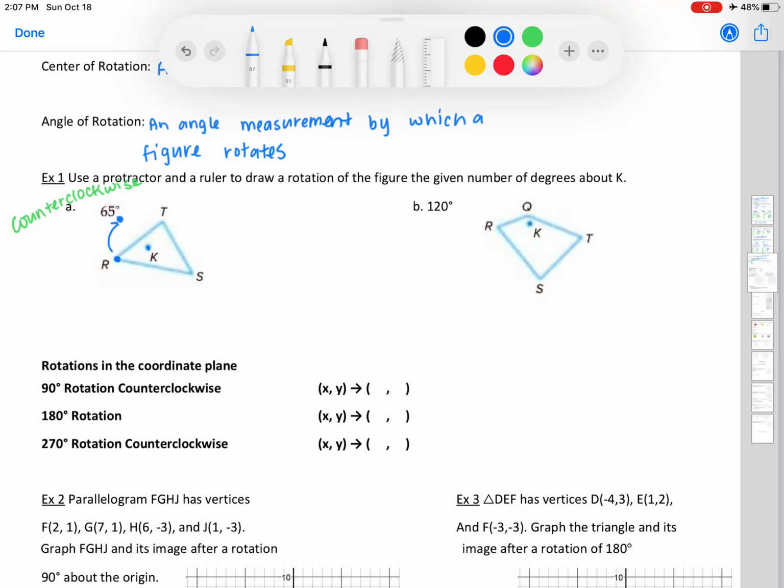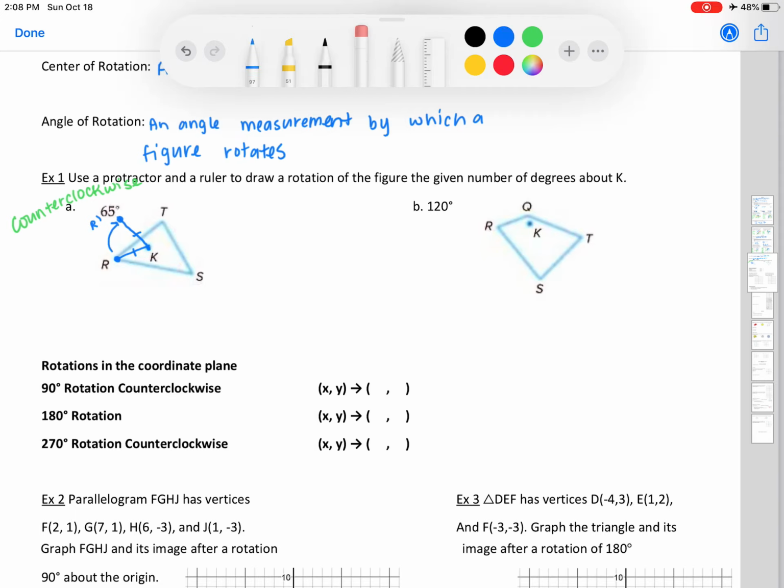Okay, that distance from K should still be the same. So from R to R prime, I could see that from R to K should be congruent as it is R to R prime. This is what keeps it the same shape.